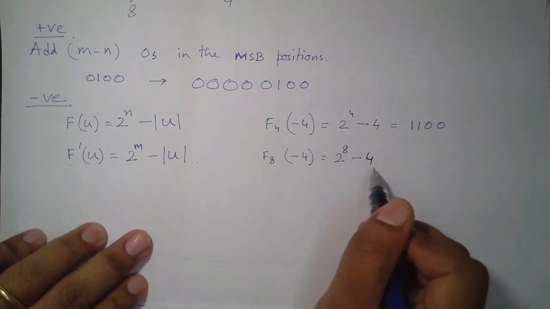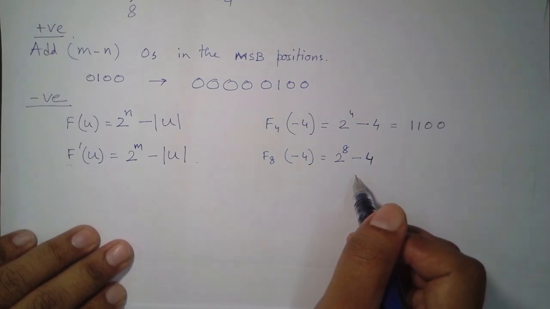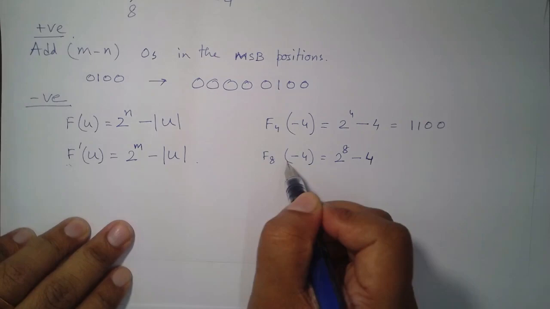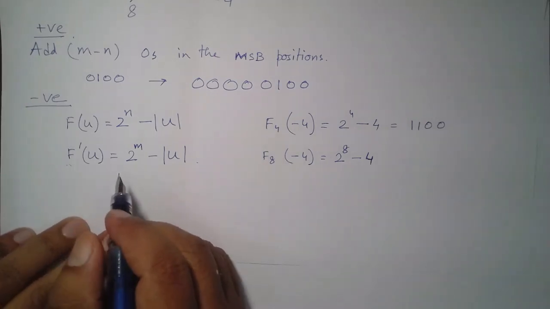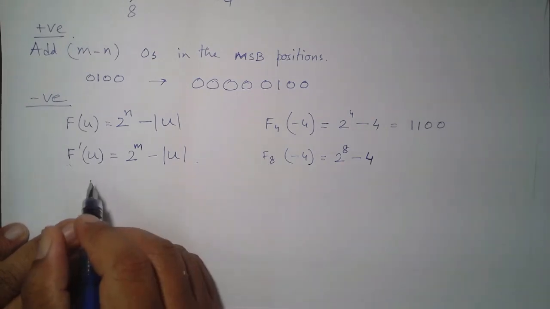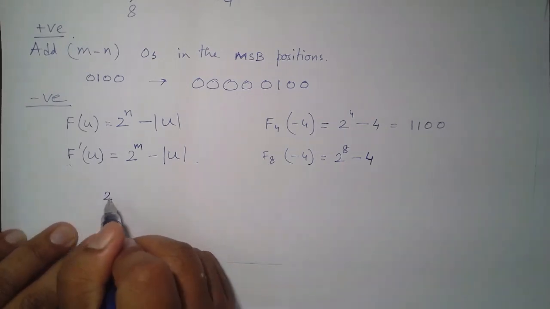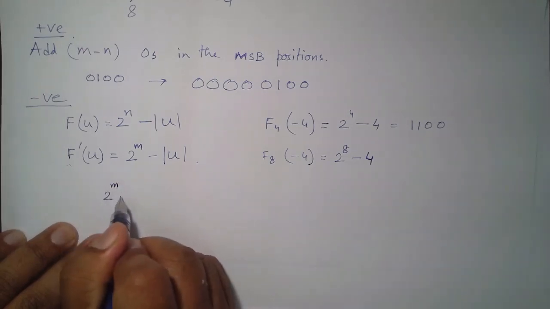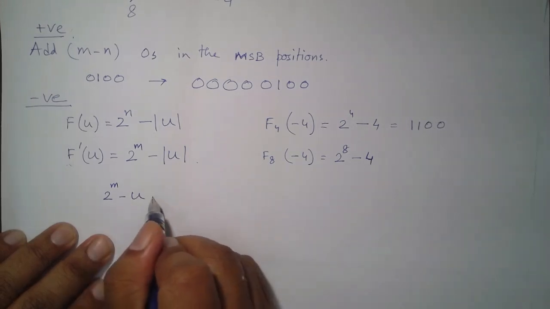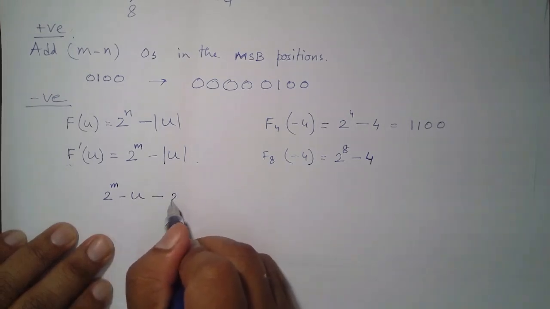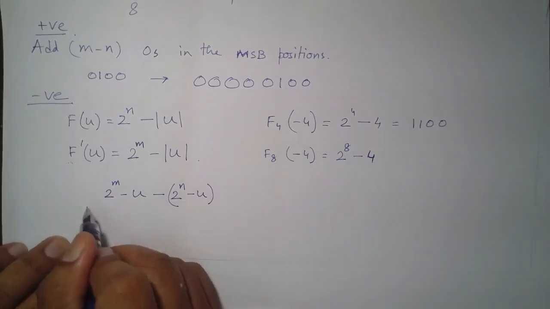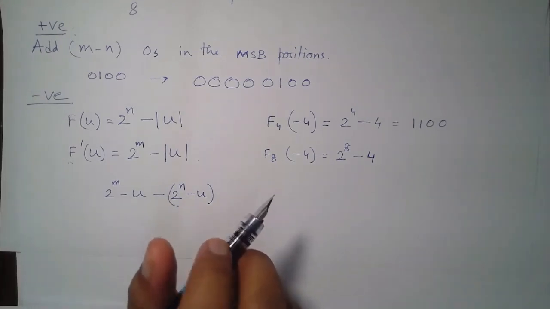So to calculate that 2 to the power 8 minus 4, it will be nice to know what is the difference between these two representations. So just to find out the difference, in one representation, let us say for the m bit representation, it's 2 to the power m minus u, and in the n bit representation it is 2 to the power n minus u, right. So this is essentially the difference between these two representations.